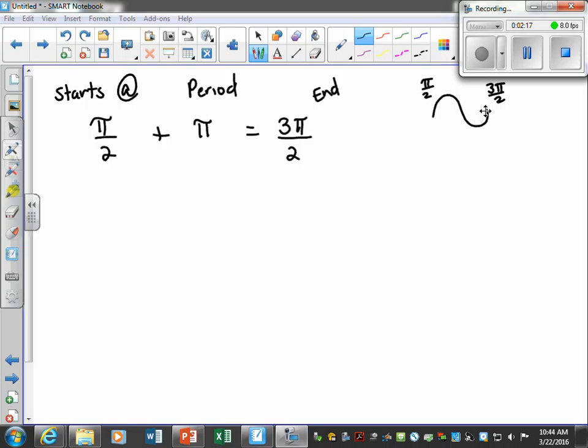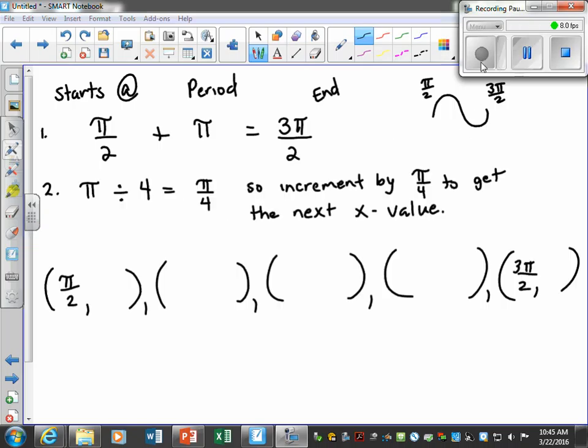Now we want to have points in between so that we can go to an XY table and be able to fill those out. So we're going to start with our period and divide it into 4 equal parts. Okay, so here you can see we have it set up. Step 2 is to have our period divided into equal parts. So we end up having pi fourths. So each of the increments will be pi fourths.